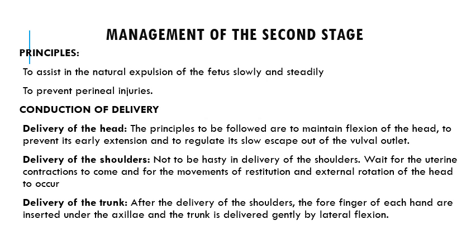During delivery of the shoulders, we should not act hastily. We should wait for the uterine contractions to come and for the movements of restitution and external rotation of the head to occur naturally. For delivery of the trunk, after delivery of the shoulders, the forefinger of each hand is inserted under the axillae and the trunk is delivered by lateral flexion gently.